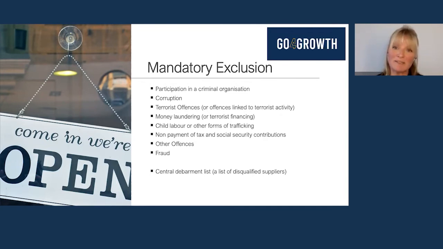So as a business going into the bidding space, it's worth understanding these mandatory exclusions, but it's also worth having an eye out for the central debarment list if, in effect, it does go forward under the new regulatory environment. Duncan, do you want to add anything to mandatories before I move on to discretionary?